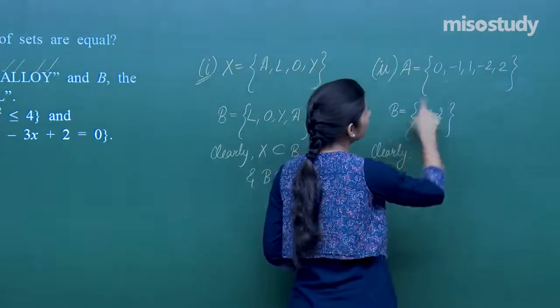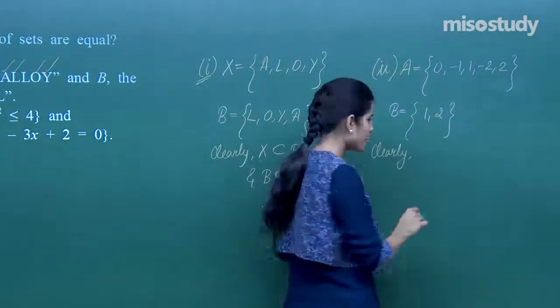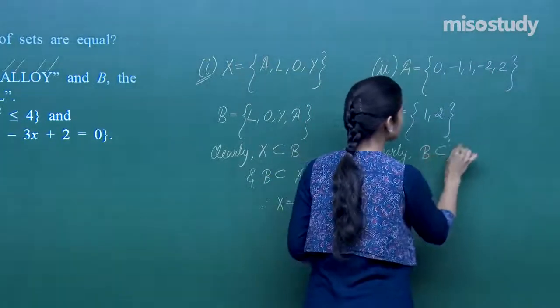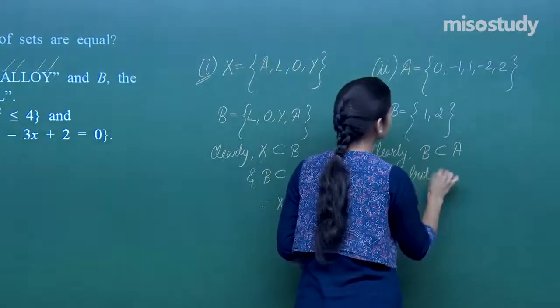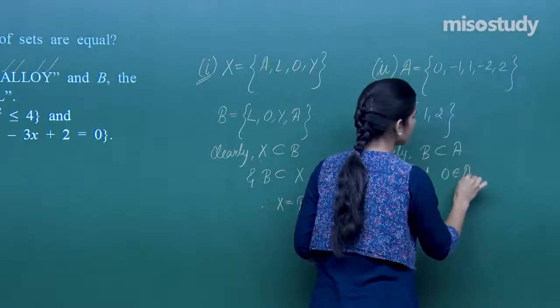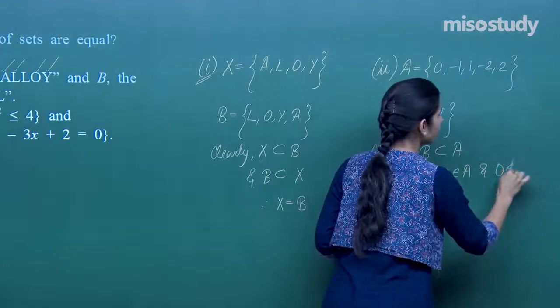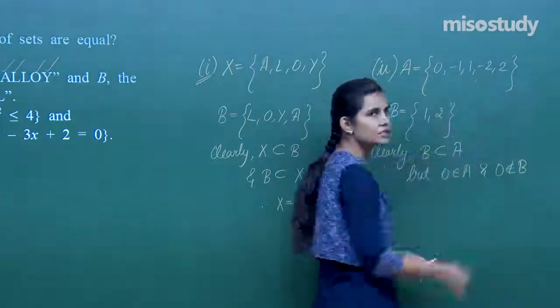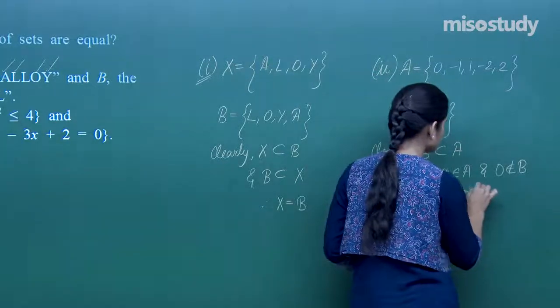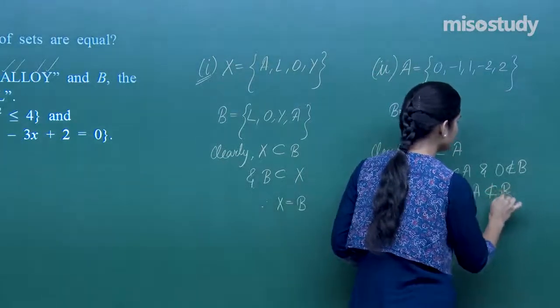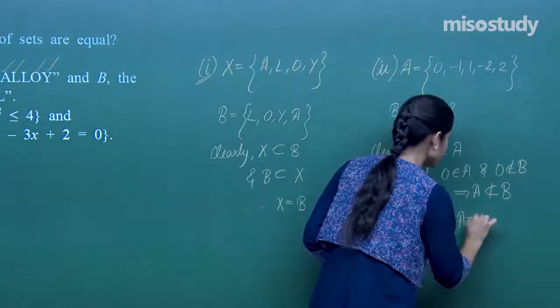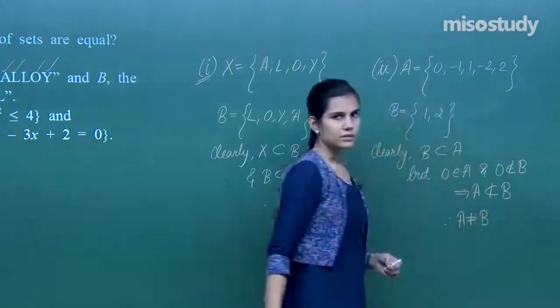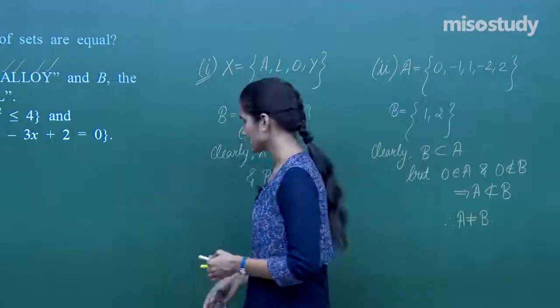1 and 2 are in B, 1 and 2 are in A, and therefore B is clearly contained in A. But 0 is in A and 0 is not in B. Minus 1 is in A, minus 1 is not in B, minus 2 is in A, minus 2 is not in B, which implies A is not contained in B, and therefore A is not equal to B. That's how you conclude about equality of two sets.